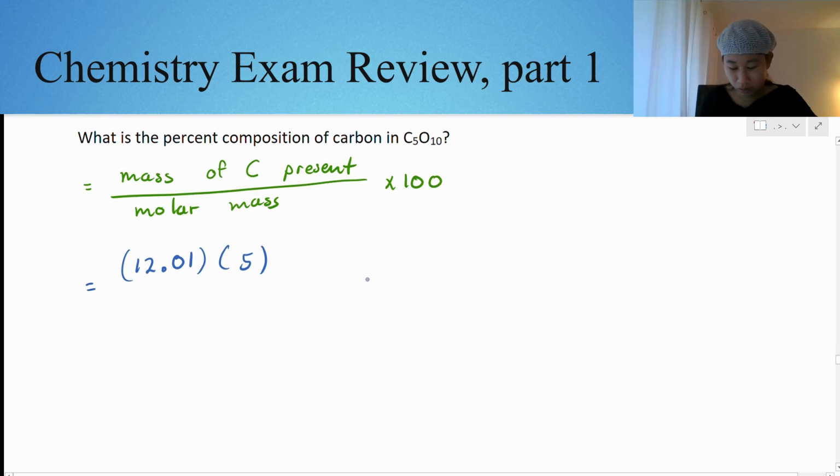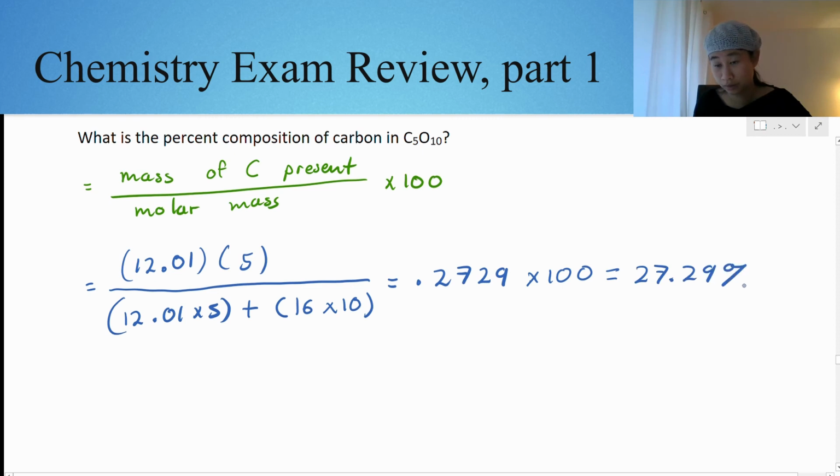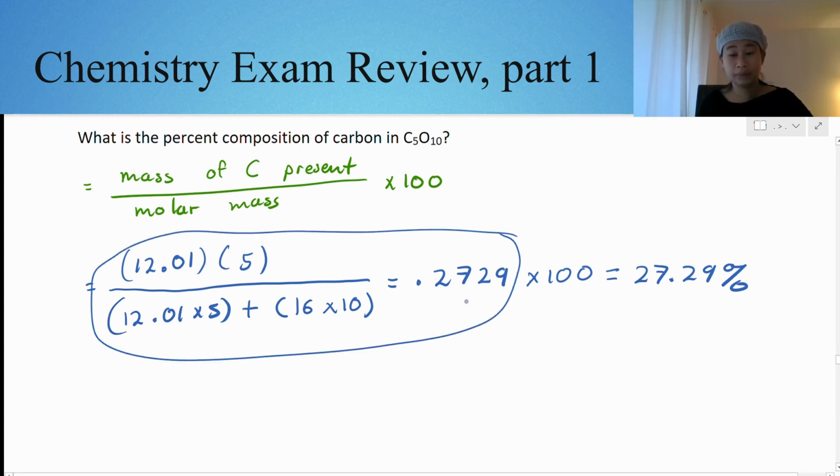Next, we're going to divide it by the total weight, which is the weight of 5 carbons plus the weight of the 10 oxygens. Each oxygen weighs 16 grams per mole, and we multiply this by 10 because there are 10 oxygens. We get the value of 0.2729, and if we multiply this by 100 to convert it to a percent, we get 27.29%. Just remember, if you don't multiply by 100 beforehand, you'll come out with a decimal, and you can convert that decimal to the percent by multiplying by 100.